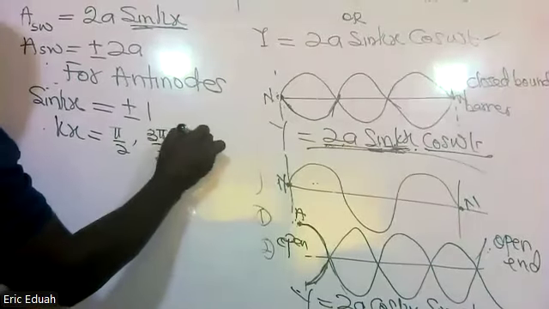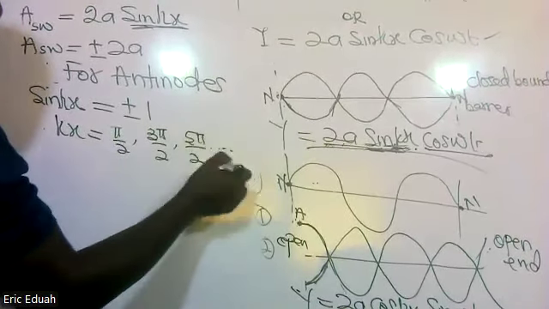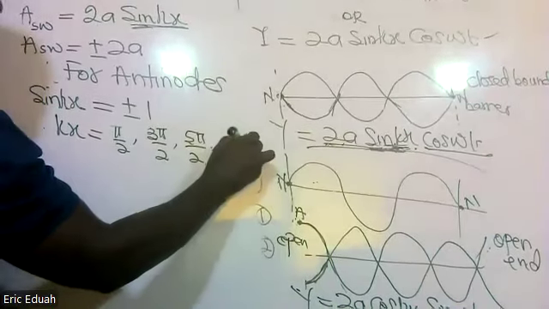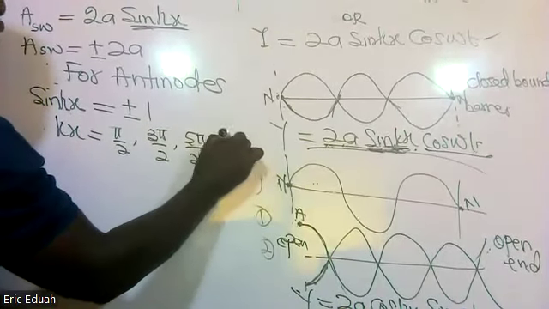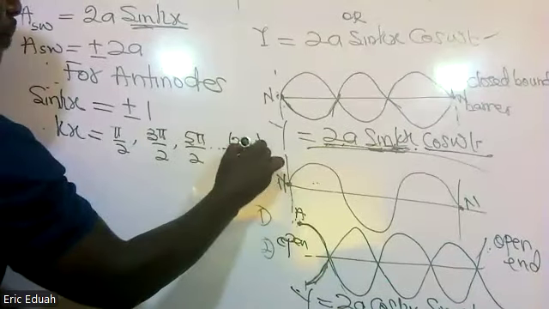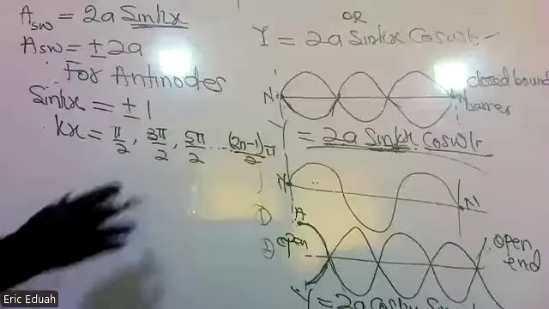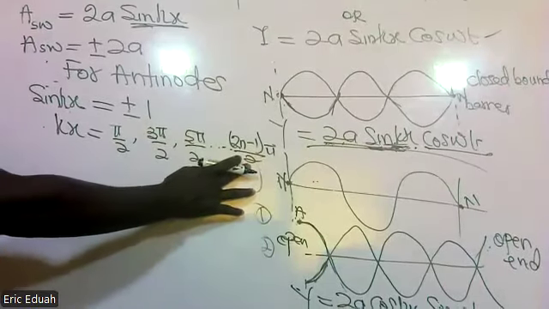Now we realize that the angles will be in odd terms. So 5 pi on 2, and the nth angle will be (2n minus 1) over 2 pi. So this will be the nth angle.